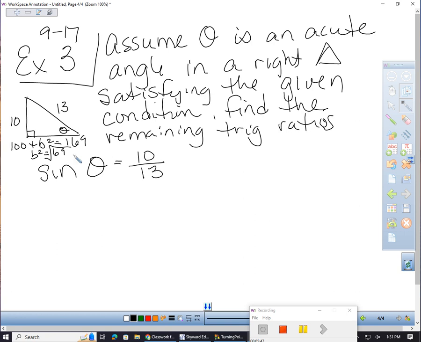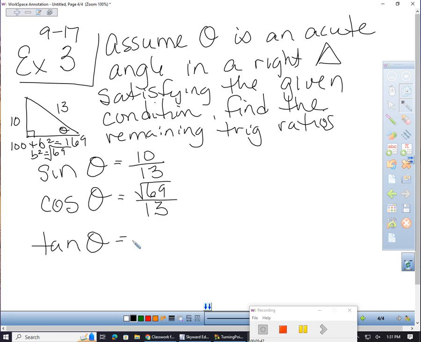All right, so now let's find the rest of our trig ratios. So we have the cosine of theta is adjacent over hypotenuse. So that would be the square root 69 over 13. The tangent of theta is opposite over adjacent. So from my theta, opposite is 10, adjacent is square root 69. Again, I'm going to let you guys keep it in radical form. You don't need to rationalize.